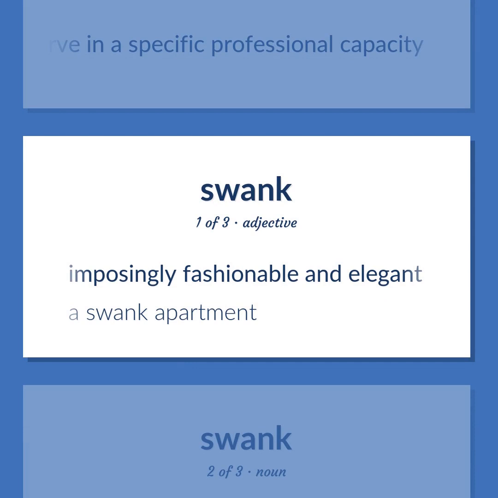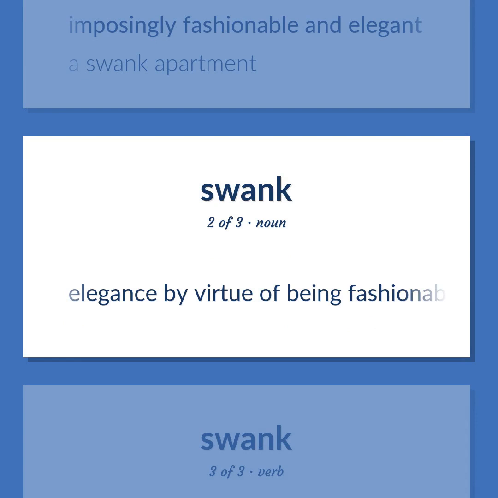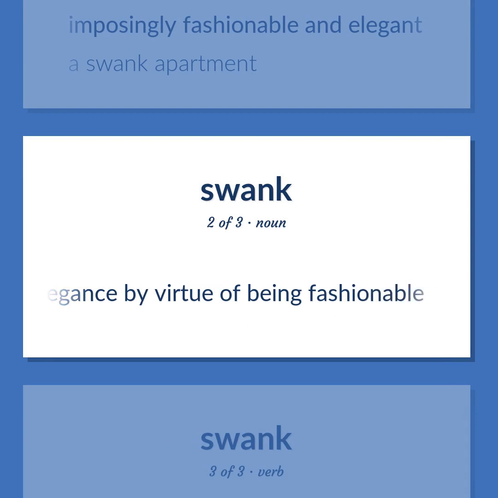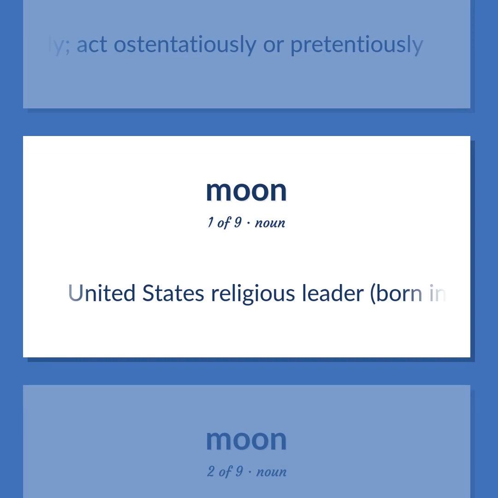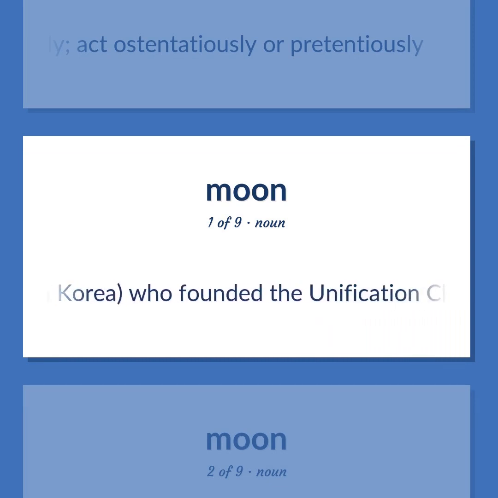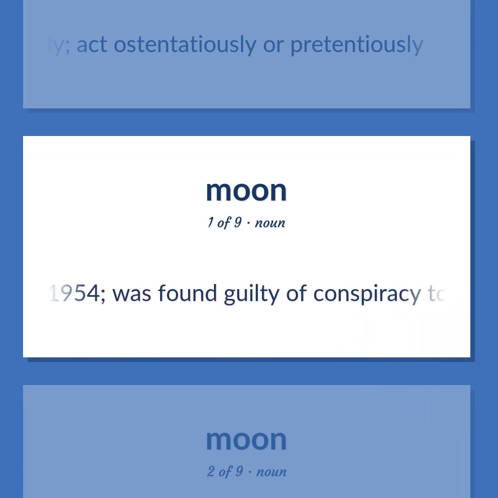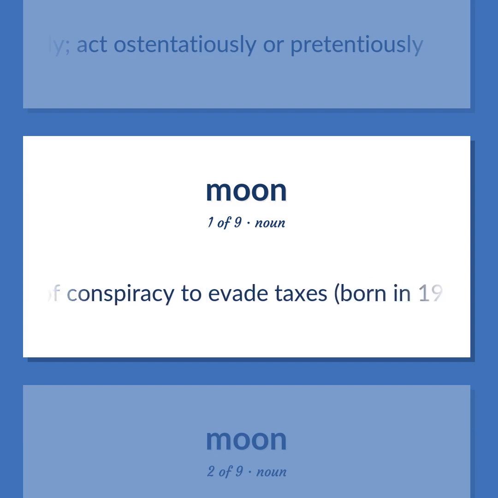Imposingly fashionable and elegant. A swank apartment. Elegance by virtue of being fashionable. Display proudly. Act ostentatiously or pretentiously. United States religious leader, born in Korea, who founded the Unification Church in 1954, was found guilty of conspiracy to evade taxes, born in 1920.